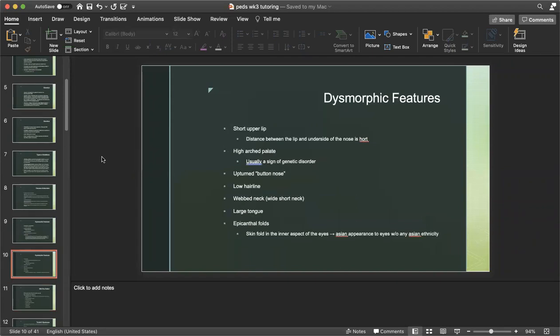Okay, short upper lip. So the distance between the lip and the underside of the nose is short. A high arched palate is usually a sign of a genetic disorder. A button nose, low hairline, a webbed neck, which you can see in Down syndrome, I believe, large tongue, and then the epicanthal folds, which is the skin fold in the inner aspect of the eyes, which makes it look like they have kind of the monolid, but they aren't Asian.